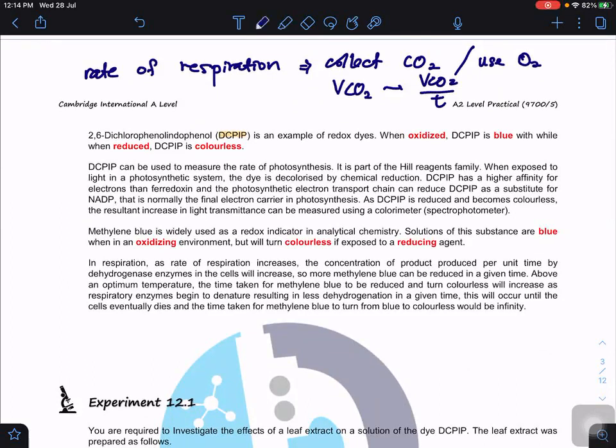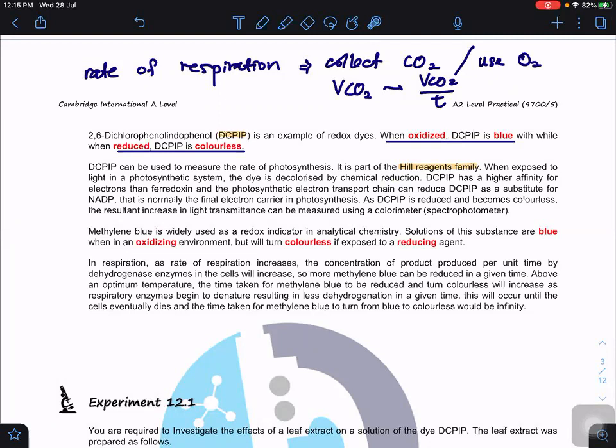Highlight this part. When oxidized, DCPIP is blue. When reduced, DCPIP is colorless. Try to remember: in the oxidized state, DCPIP is blue. When reduced, it becomes colorless. So how do we do this? DCPIP can be used to measure the rate of photosynthesis. It is part of the Hill reagent family. When exposed to light in the photosynthetic system, the dye is decolorized by chemical reduction.